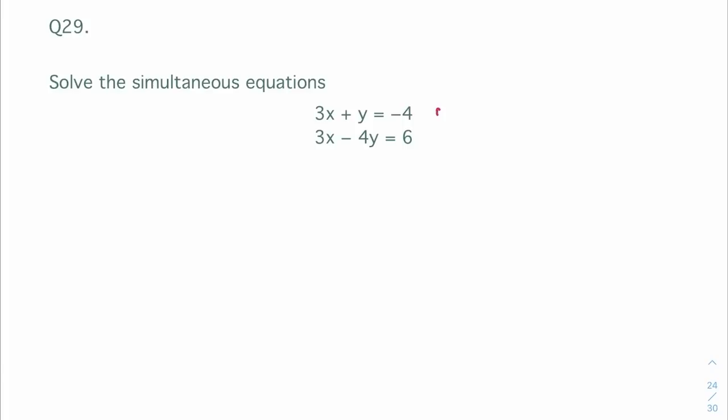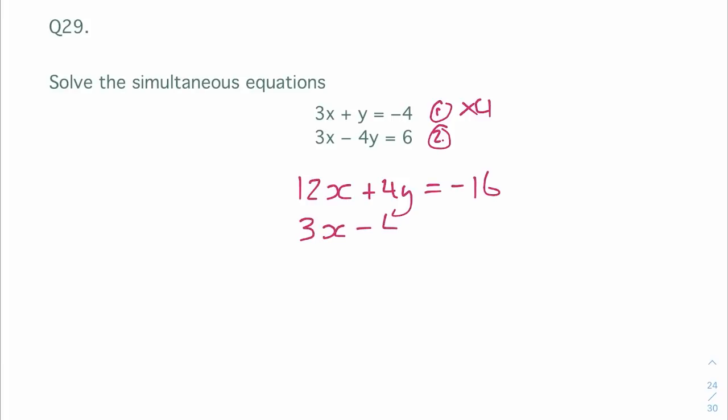But I'm going to follow the usual method that I do, and that is I'm going to make the coefficients the same. So I've got equation 1 and equation 2, and I'm going to times equation 1 by 4. And that's going to make the y become 4y. So if I do that, I get 12x plus 4y, and that's going to now equal negative 16. The bottom equation I haven't changed, so I'm going to leave that how it is. 3x minus 4y equals 6.